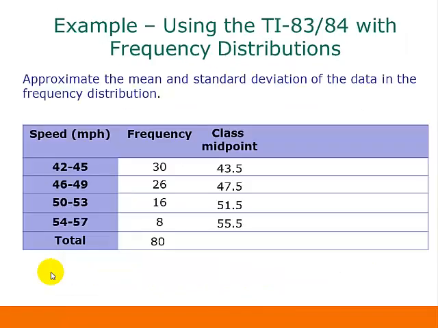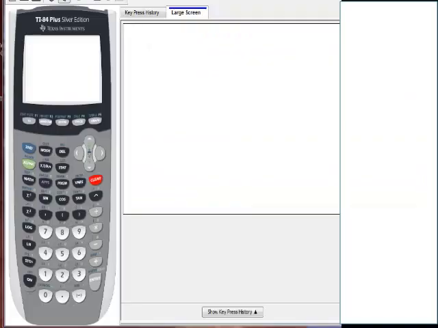Here's the example we're going to do. We're using the same example for which we just calculated the mean by hand, so we already have our class midpoints calculated. Okay, we're going to use our TI 83 or 84 to find the mean and standard deviation for a frequency distribution. And to do that, again, we have to put some data into a list.